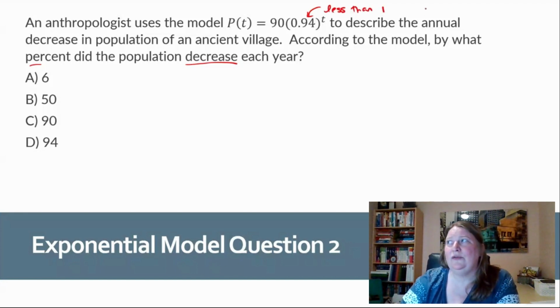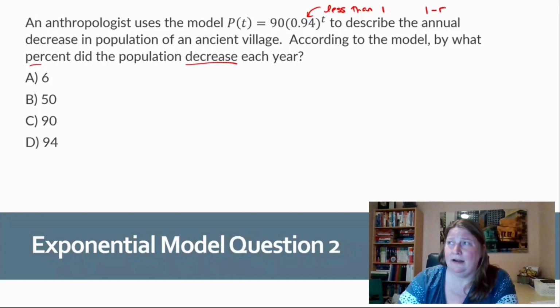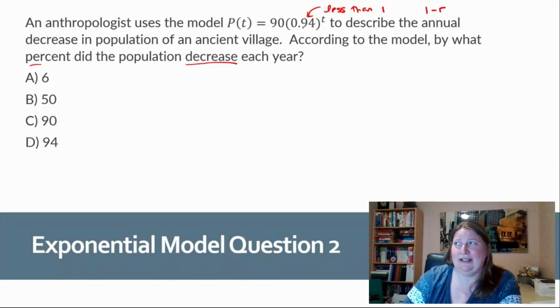So they must have used the 1 minus r formula there. If you use 1 plus r, right, r is always going to be a positive number. So if you use 1 plus r, then your number will be bigger than 1. And if you use 1 minus r, you're going to be decreasing. So then this number is going to have a 0 in front for a decrease. So I can tell that's a decrease.